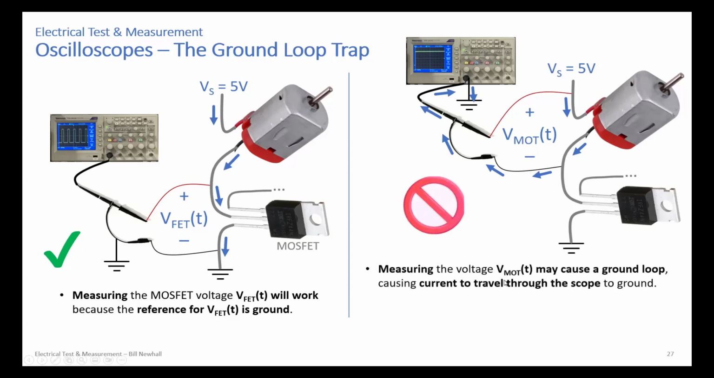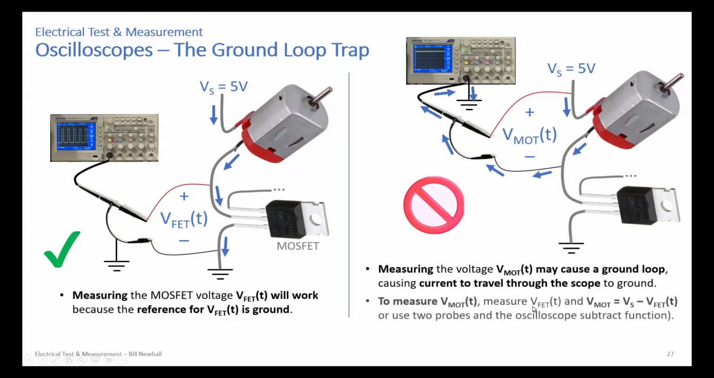Measuring this voltage directly may cause a ground loop, causes current to actually travel through the oscilloscope. A better way to do this, or a way you should do this, is to measure the difference between two voltages. You can measure VFET, and you can measure VS, and VS minus VFET is the motor voltage. You can actually use 2 channels of your oscilloscope to measure both of these voltages at the same time. You can measure VFET, and you can measure the power supply voltage. Both channels would have their ground connections to the ground here at the bottom.